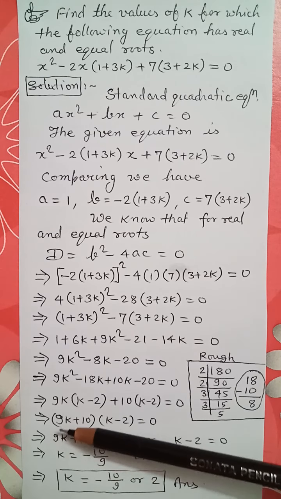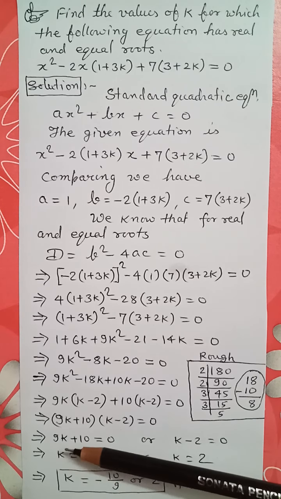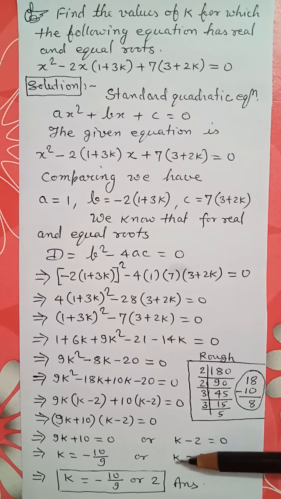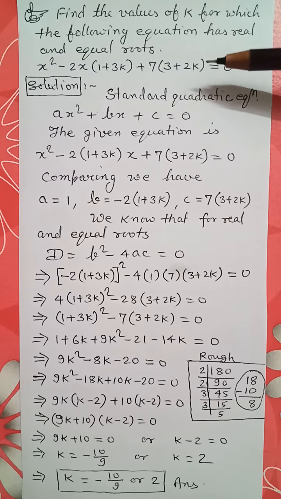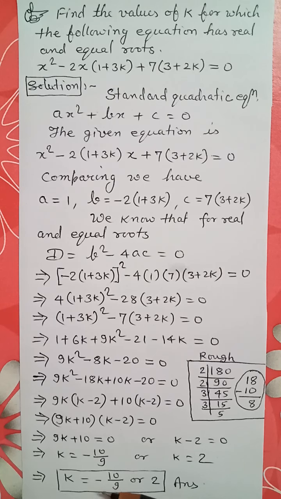This implies either this factor is 0 or this factor is 0. Now, if this factor is 0, we are going to have k is equal to minus 10 by 9. And if this factor is 0, we are going to have k is equal to 2. Thus, the values of k for which this equation has real and equal roots are minus 10 by 9 or 2. And these are the answers.